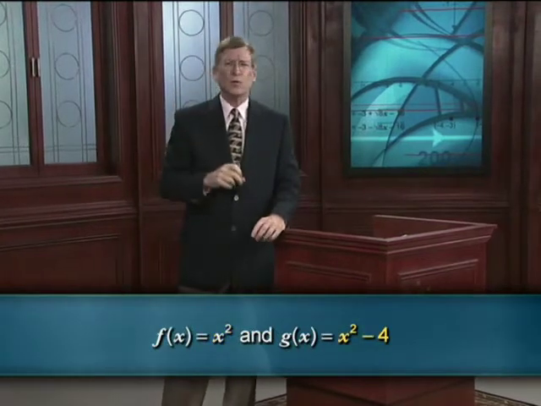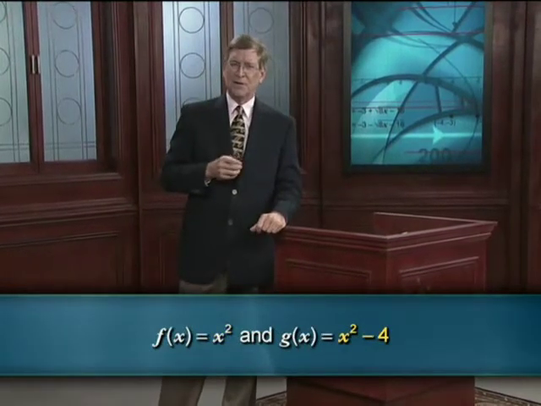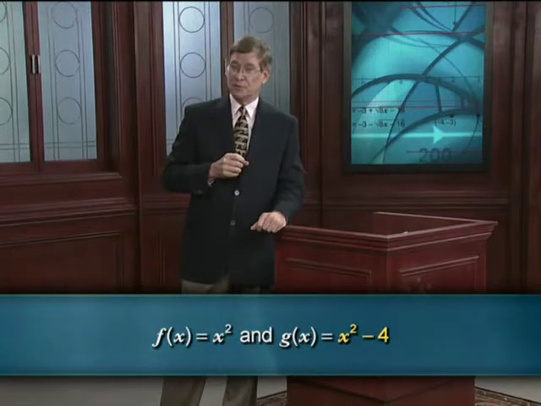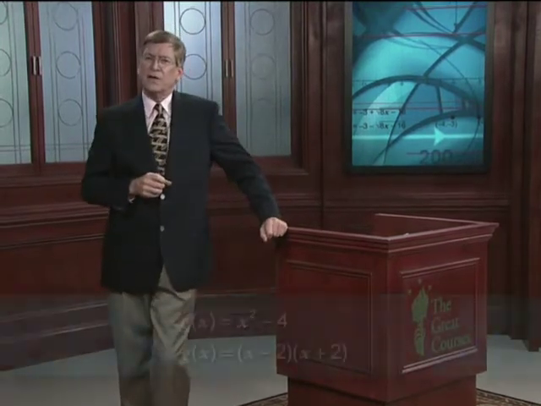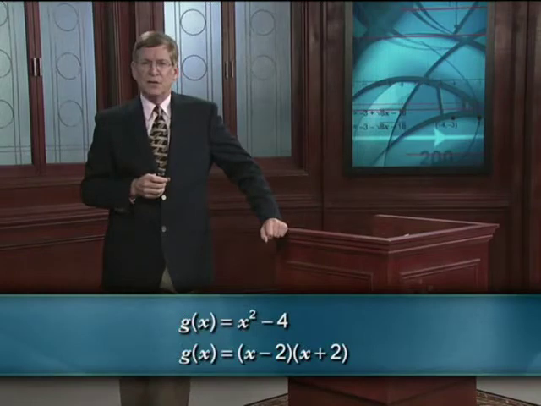What about x squared minus 4? Well, I claim it has 2 zeros now. It touches the x-axis twice, at 2 and at minus 2. And you can see that by factoring g of x. It factors into x minus 2 times x plus 2.